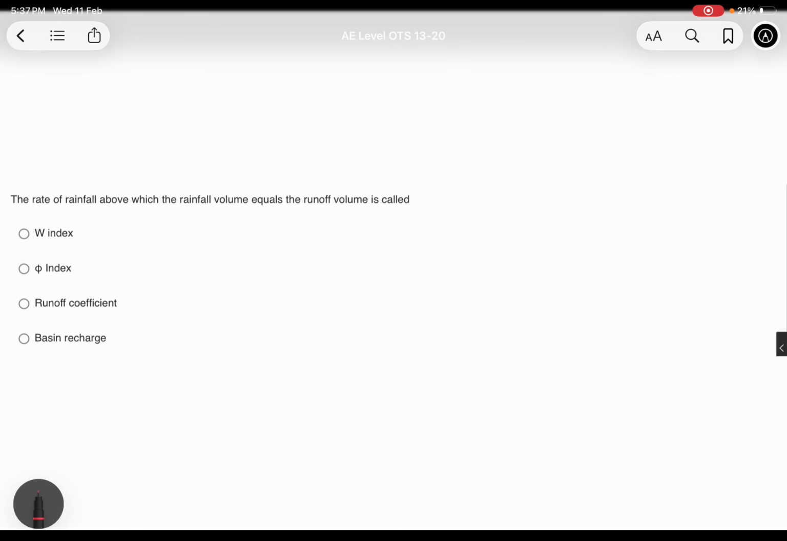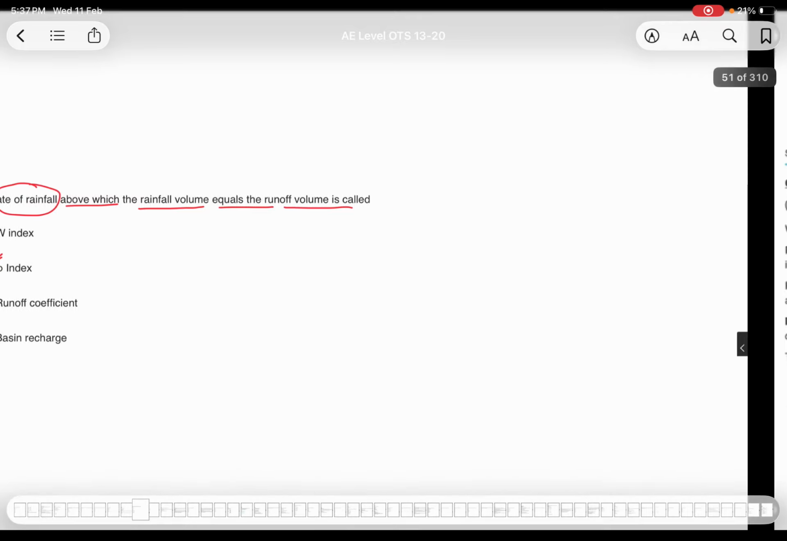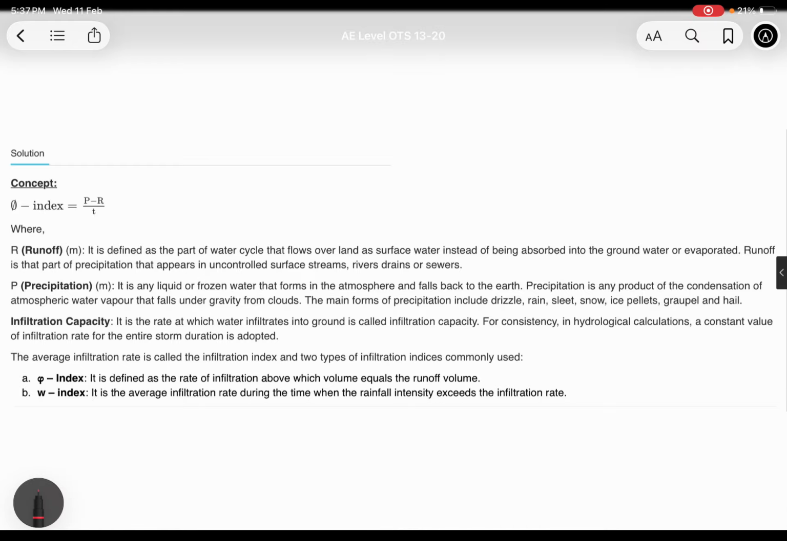Next, let's talk about the rate of rainfall above which the rainfall volume equals the runoff volume. It is called the phi index. Phi index is equal to P minus R divided by T. R is the runoff in meters.